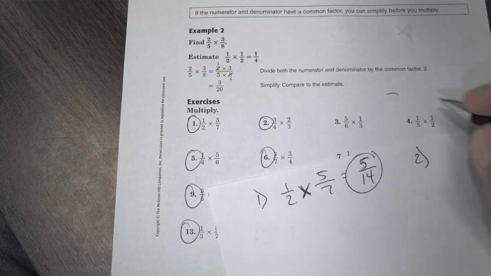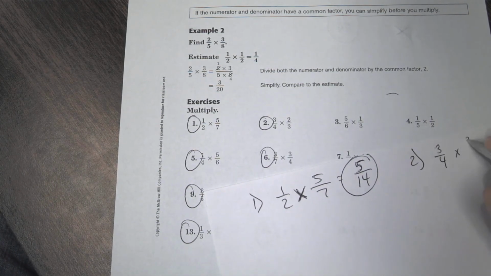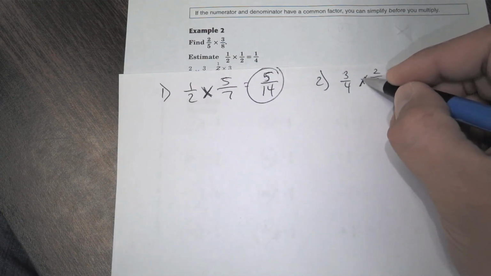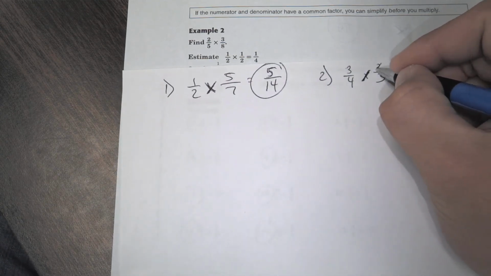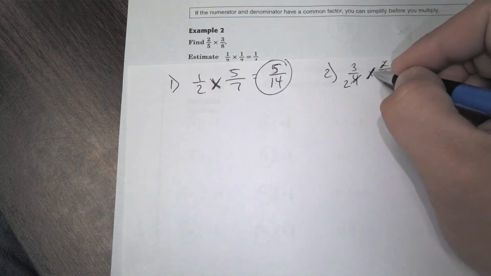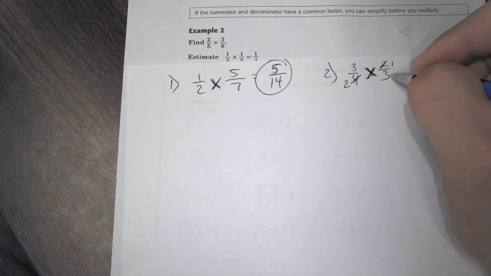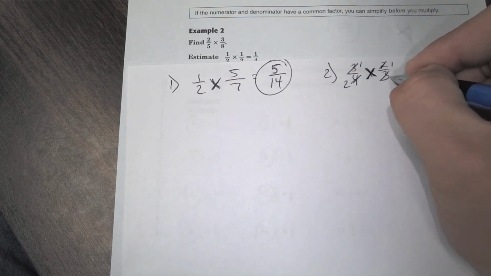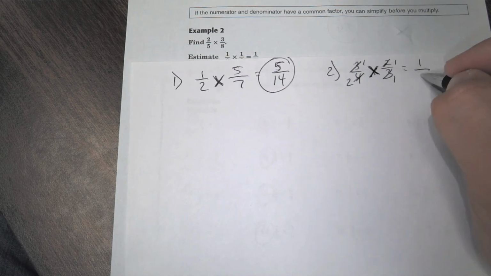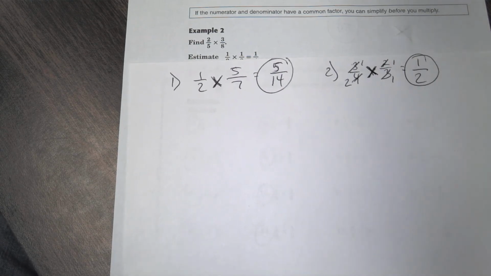And number 2, 3/4 times 2/3. Okay, so I'm going to look real quick. 4 and 2 I can simplify, so this is 1. That's 2 because I can divide a 2 out. Or here, 3 and 3, I can divide a 3 out, so that becomes 1, that becomes 1. So now I have 1 times 1 and 2 times 1, which is 1/2. And you're done.